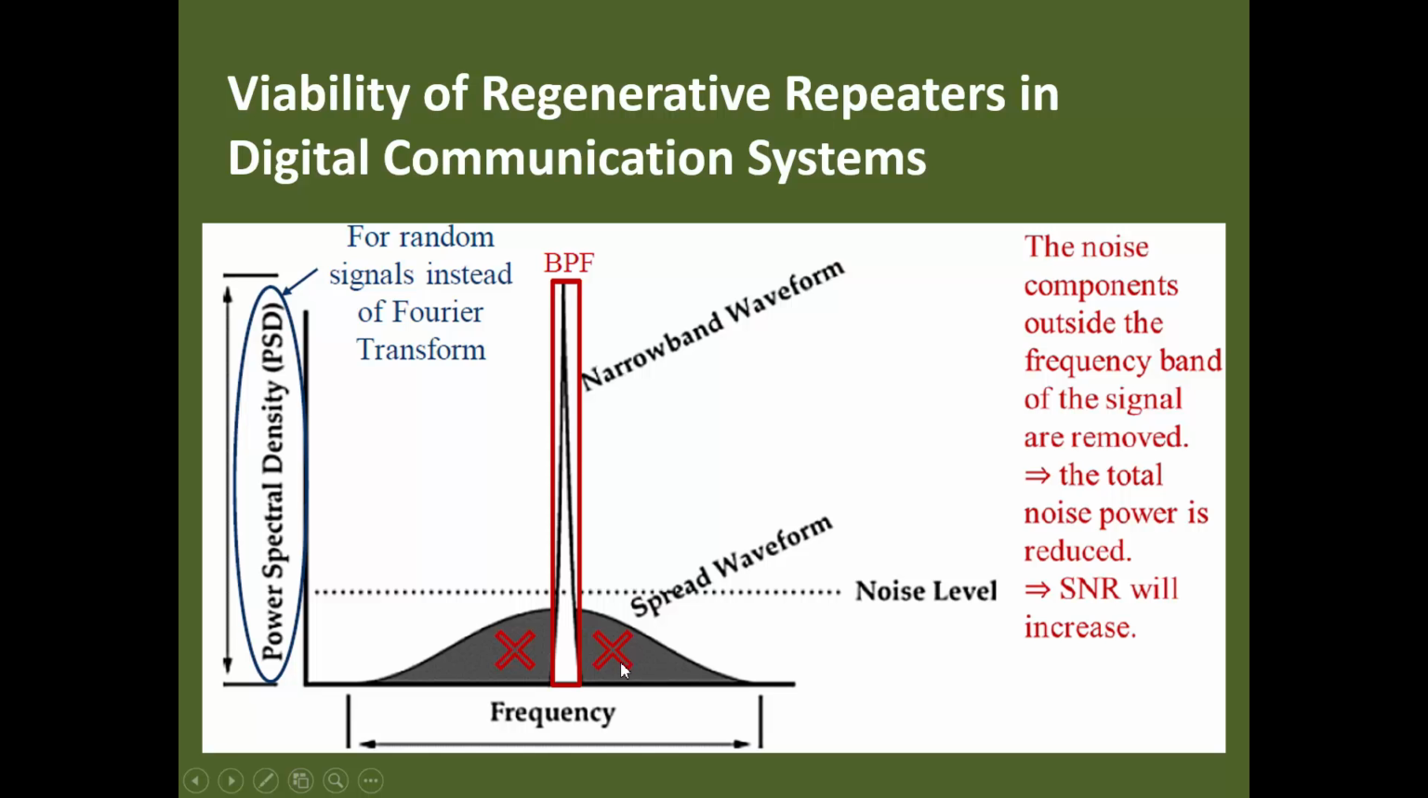So in that case, what will happen? The noise components will be removed, and the signal to noise ratio in that case will increase. And in the desired band, using a band pass filter, we will be able to get the signal to noise ratio to the desired level where we can detect the incoming signal. All right, so that's the job of the regenerative repeaters.